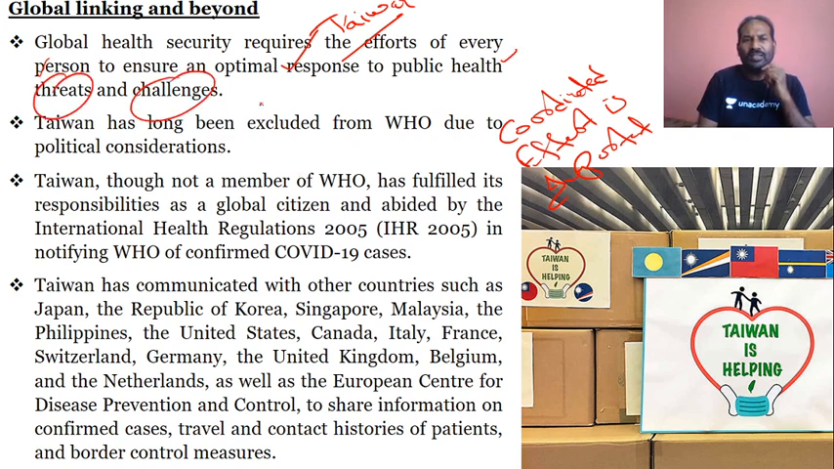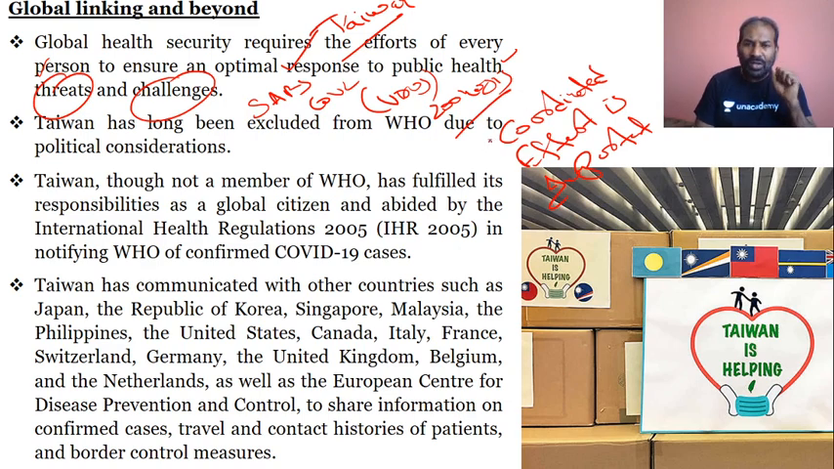So what are the threats and challenges? They are in regards to SARS-CoV-2, specifically a zoonotic virus from animals. So it requires the effort of every person to ensure an optimal response to public health threats and challenges. When we are talking about public health threats and challenges, to effectively overcome the spread of the virus, or to make sure the chain of transmission of the virus is broken, it can take place only through coordinated efforts, and that is very important.